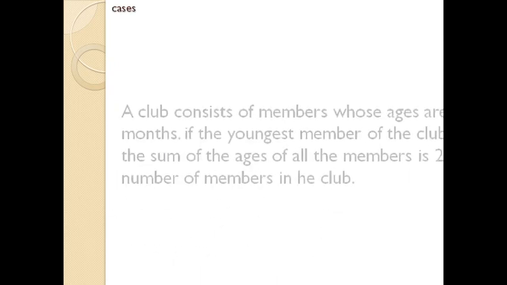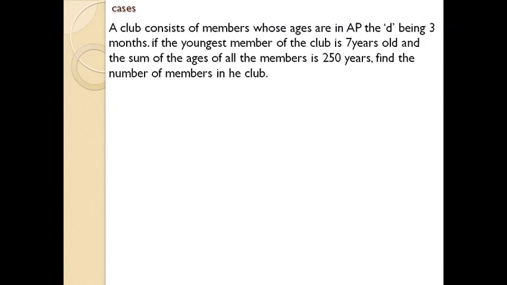Next case. A club consists of members whose ages are in arithmetic progression, the D being 3 months. D, you all know what is meant by D. If the youngest member of the club is 7 years old and the sum of the ages of all the members is 250 years, find the number of members in the club.